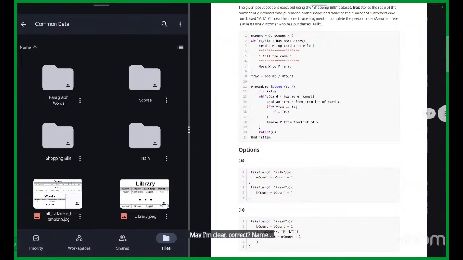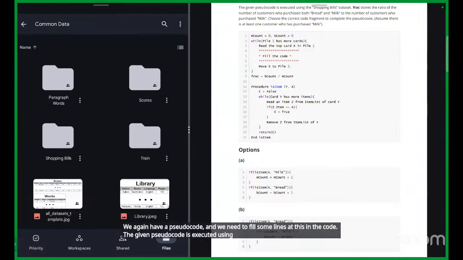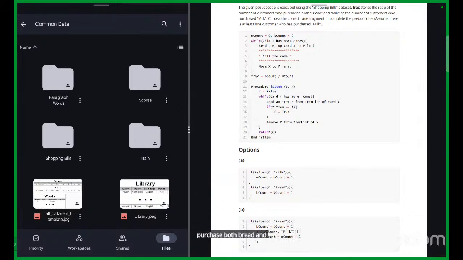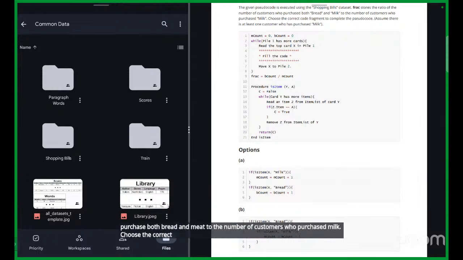Then we again have a pseudocode, and we need to fill some lines in the pseudocode. The given pseudocode is executed using the shopping bills dataset. Track stores the ratio of the number of customers who purchased both bread and milk to the number of customers who purchased milk. Choose the correct code fragment to complete the pseudocode.